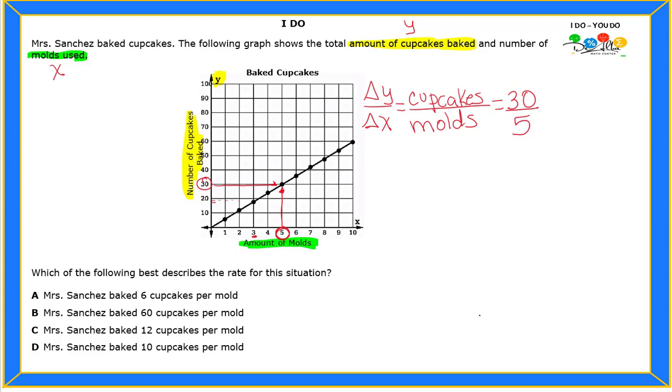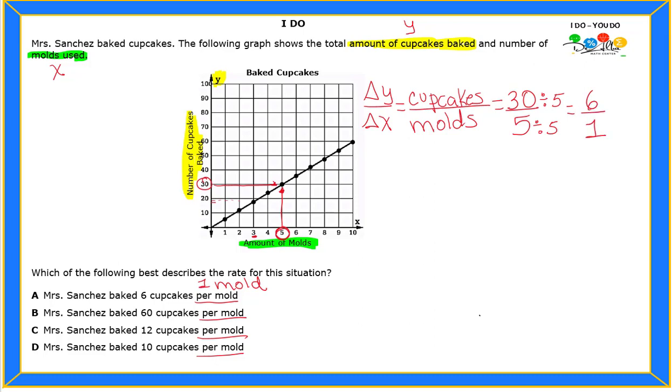Now, if you notice on the answer choices, there's pretty much nothing that says 30 cupcakes and 5 molds, right? Because everything says per mold, which means for only 1 mold. So what we're going to do is simplify my ratio of 30 over 5. What number can divide both of them? Well, both of them can be divided by 5. And when I do that, I'm going to get 6 and 1.